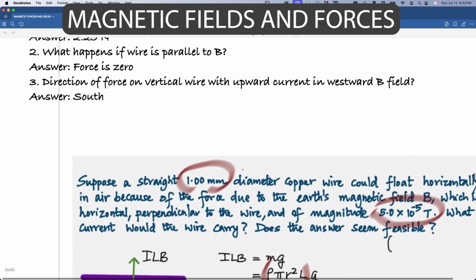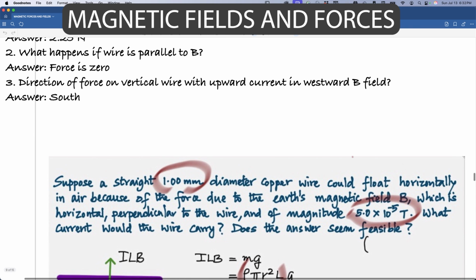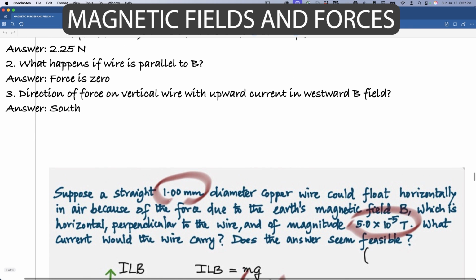Now, this question I had asked on an exam, and the results were very bad, so I've shown it here. It says, suppose a straight copper wire whose diameter is given could float horizontally in air. That would be wonderful. Because of the force due to the Earth's magnetic field, which is horizontal, we're assuming it's perpendicular to the wire, and of magnitude that much, what current would the wire carry? It's a very interesting thing. If you could have a current carrying conductor just floating horizontally in air, that would be great. Well, this is hypothetical. It's not going to happen.